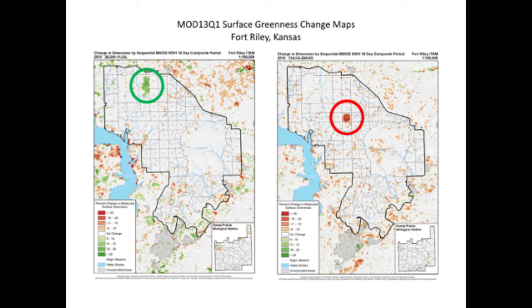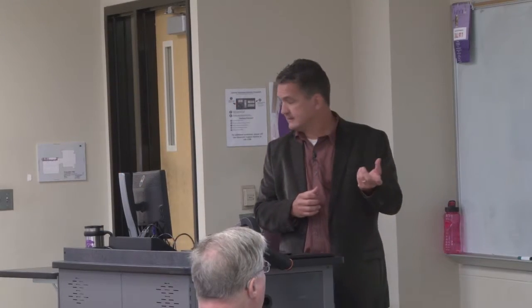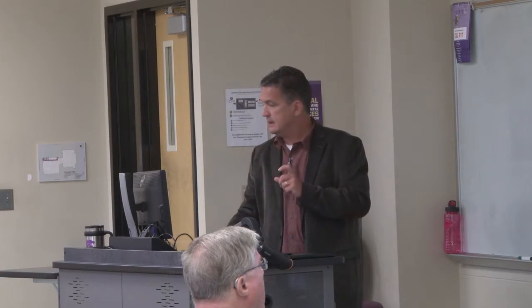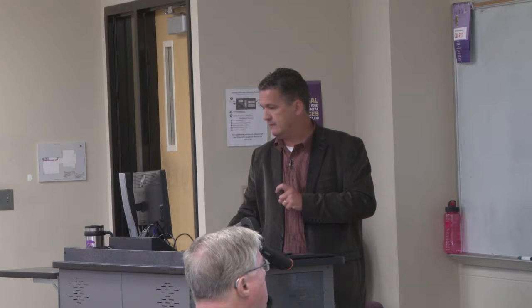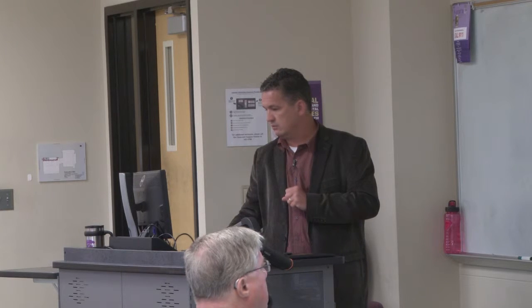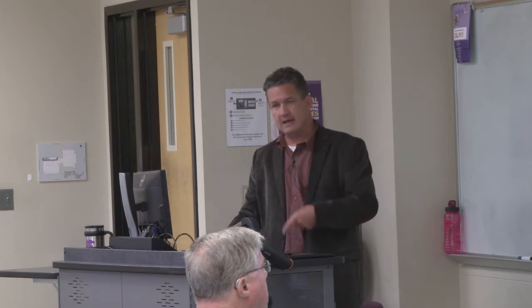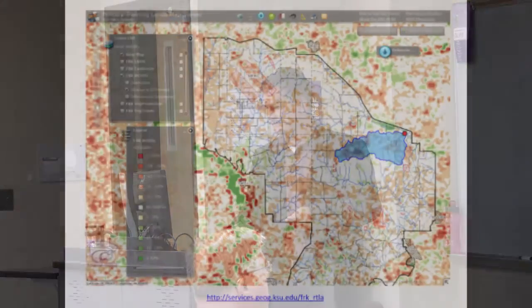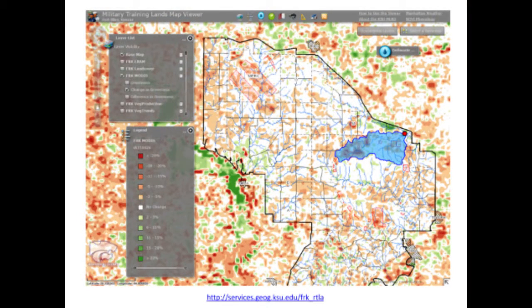So even though our pixel resolution, or our image resolution, is fairly coarse, we're able to detect changes that are relevant for the folks at Fort Riley. So again, every 16 days we're seeing images of this. Again, I mentioned before, all the data that we collect, all the data that we've seen and the things that you will see are done in a GIS using a lot of satellite remote sensing.